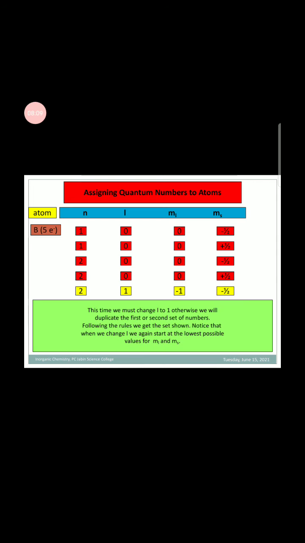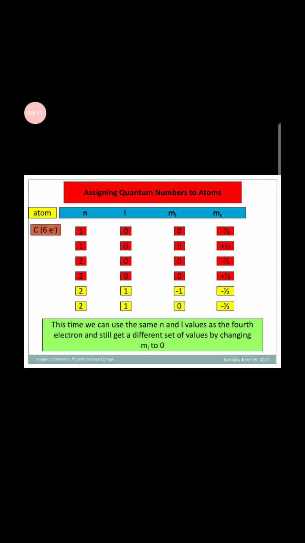Boron, we are considering, has 5 electrons. The value of n is 1, 1, 2, 2, 2, l is 0, 0, 0, 0, 1, ml is 0, 0, 0, 0, minus 1, and ms is minus half, plus half, minus half, plus half, minus half. This time we must change l to 1, otherwise we will duplicate the first or second set of numbers. Following the rules we get the set shown. Notice that when we change l, we again start at the lowest possible values for ml and ms.